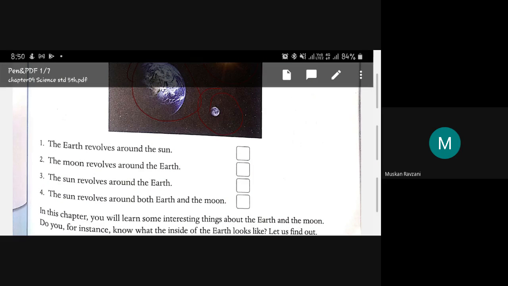First, the Earth revolves around the Sun. True or false? Yes, it's true. The Moon revolves around the Earth. True or false? False.